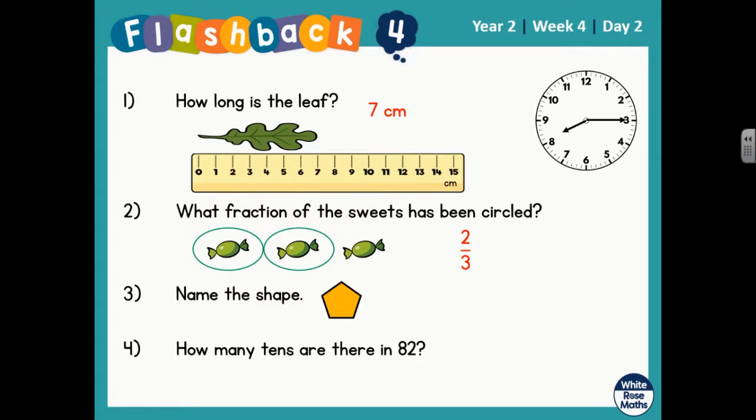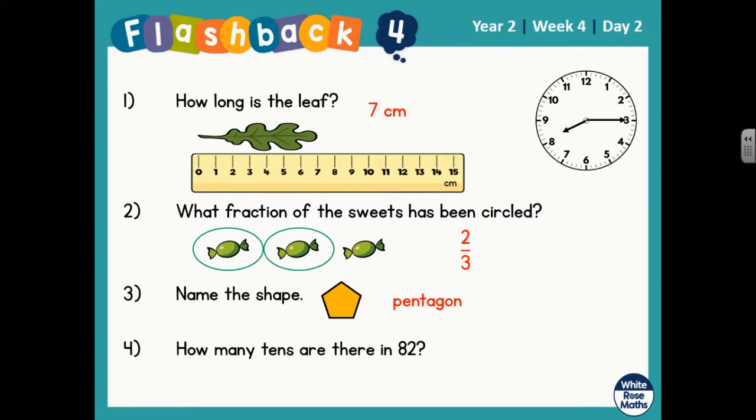Name the shape. So this is a pentagon, and I like to remember that by thinking, well, I've got 4 fingers and a thumb, so we'll say 5 fingers on my hand, and that's how I hold my pen with my hand. So if I've got 5 fingers on my hand, a pentagon has got 5 sides. So that's a pentagon.